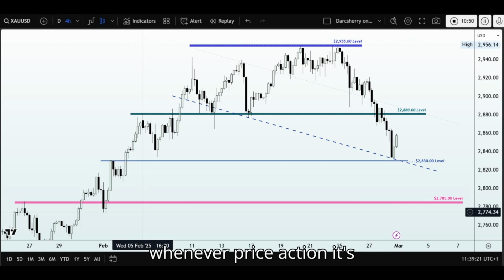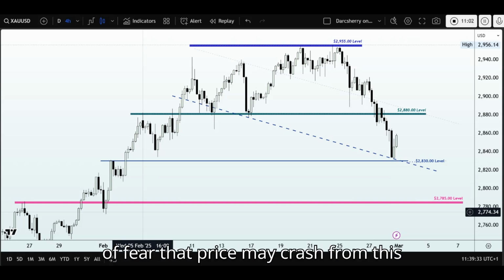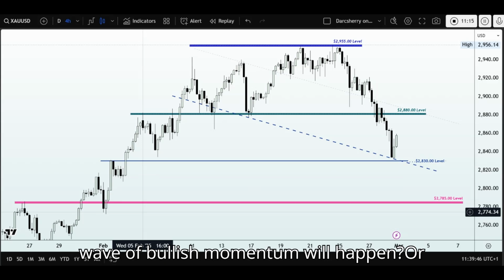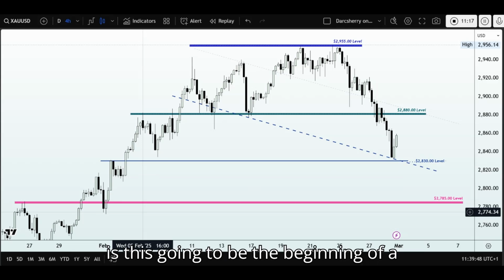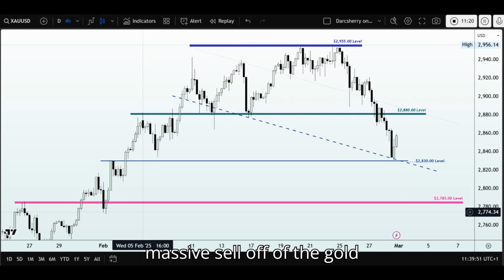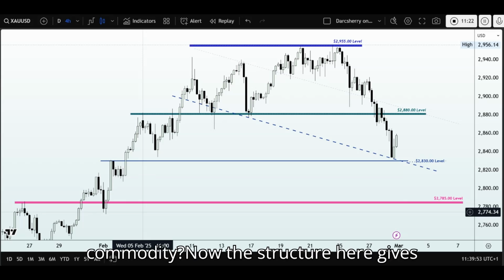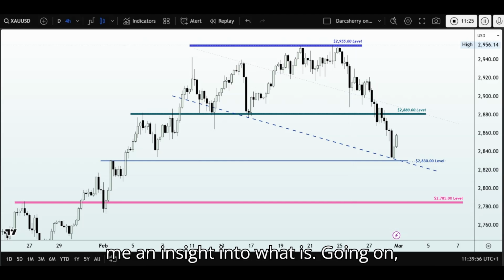And of course, whenever price action hits uncharted territory like this, it is expected that those who had capitalized on that bullish move may want to start taking some profit out of fear that price may crash from this particular area. Now, the question for me here is how far will this bearish momentum go before the next wave of bullish momentum will happen? Or is this going to be the beginning of a massive sell off of the gold commodity? Now, the structure here gives me an insight into what is going on.